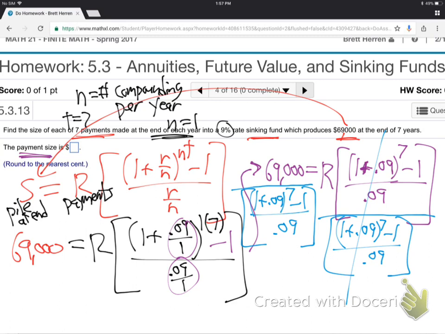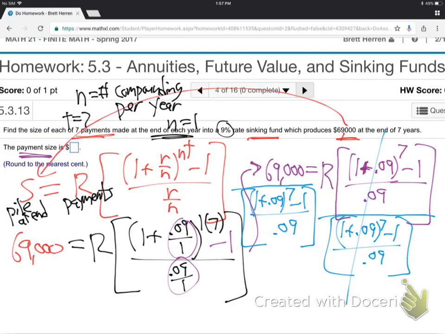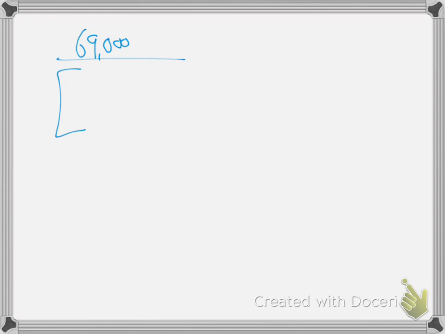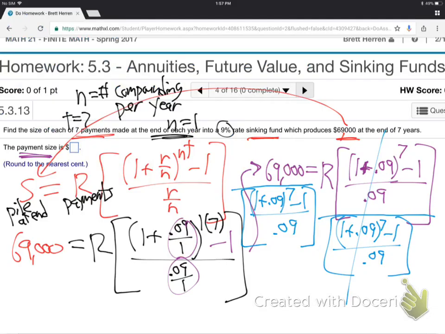All right, so everybody see what we got to do. Let me get that on a fresh screen and write out some steps, and then I'll calculate it with you. It's going to be 69,000 divided by 1 plus 0.09 to the 7 minus 1 over 0.09. I think that's right? Yeah.